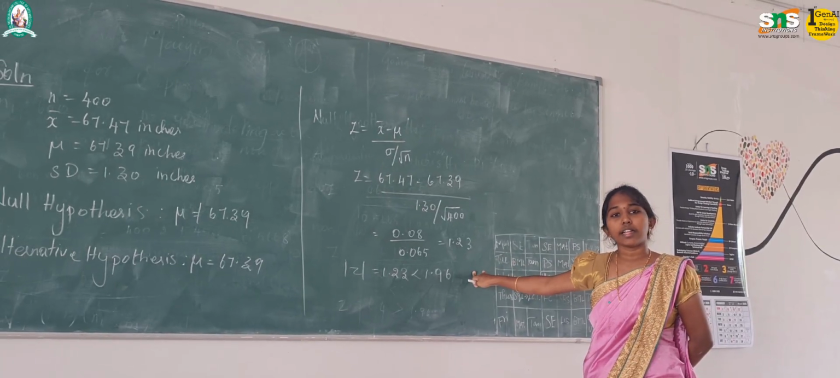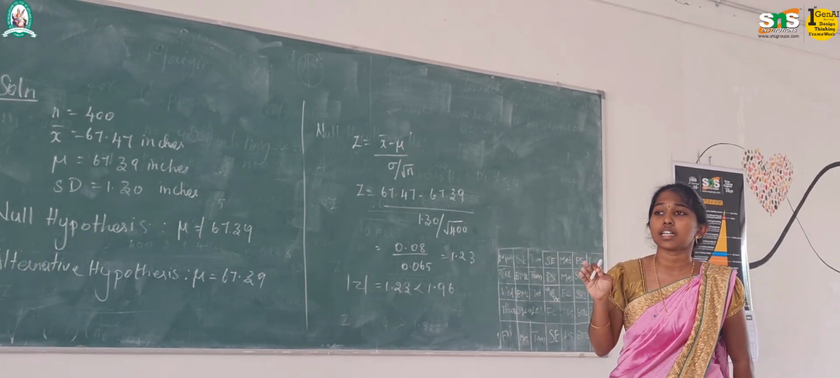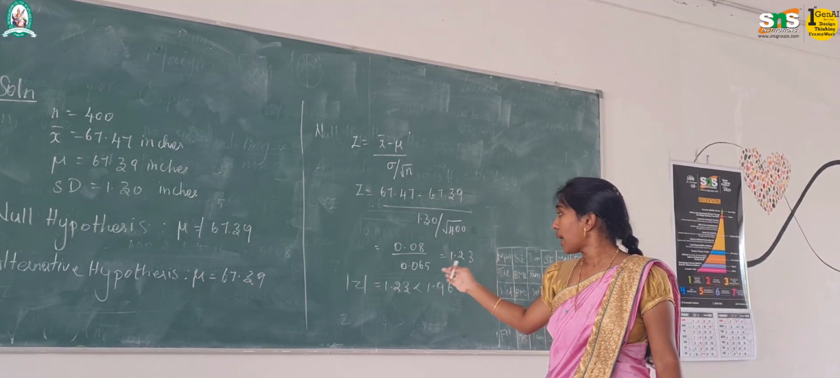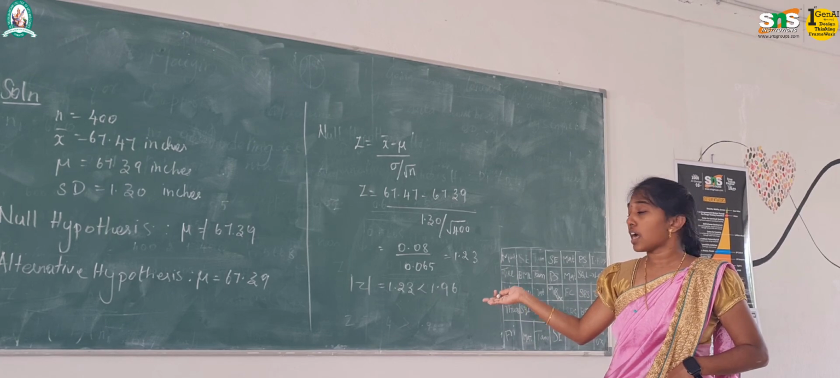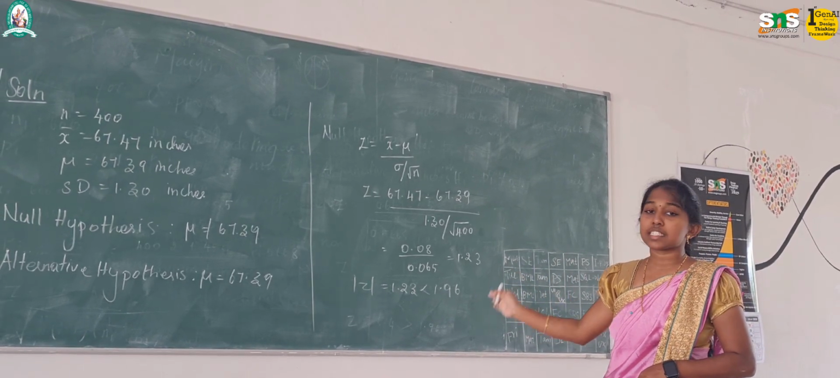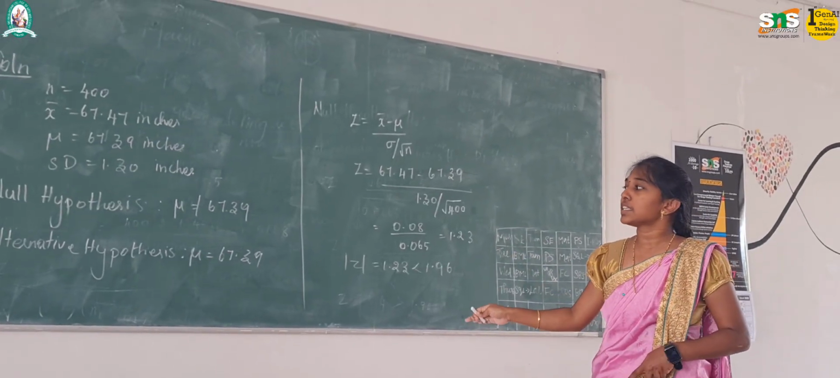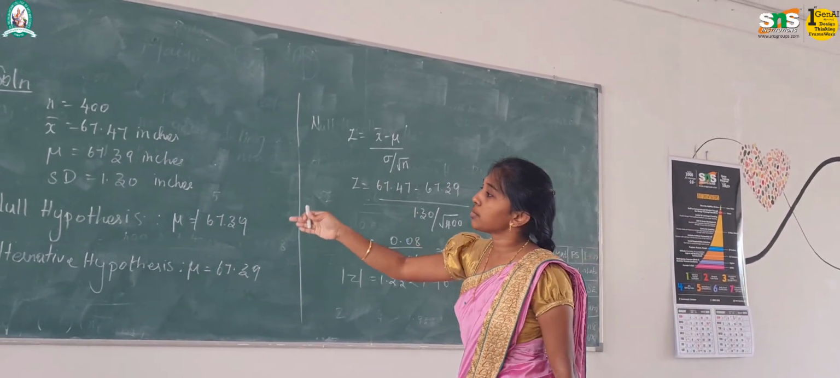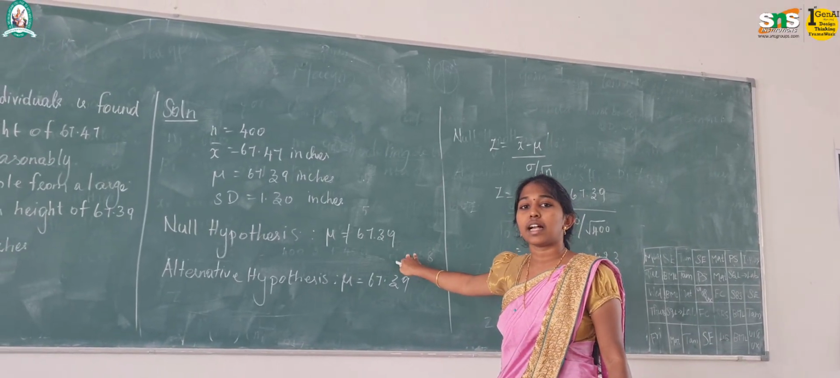Now we are going to check it for the 5% level of significance. The critical value for the 5% level of significance is 1.96. We are going to compare the calculated value with the critical value. While comparing, I get that the calculated value is less than the critical value. So if it is less than the critical value, we are going to accept the null hypothesis. By accepting this, the population mean is equal to 67.39. So this is the final answer for this problem.